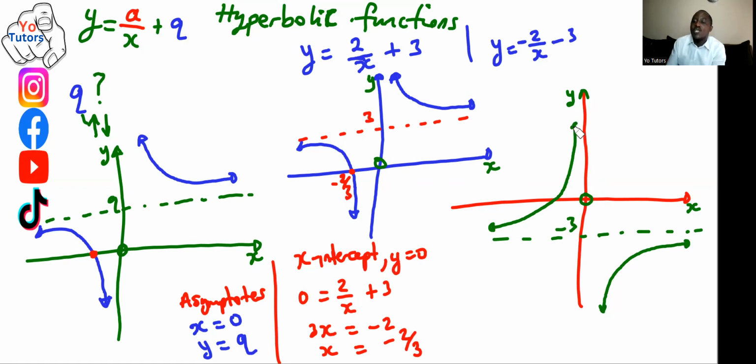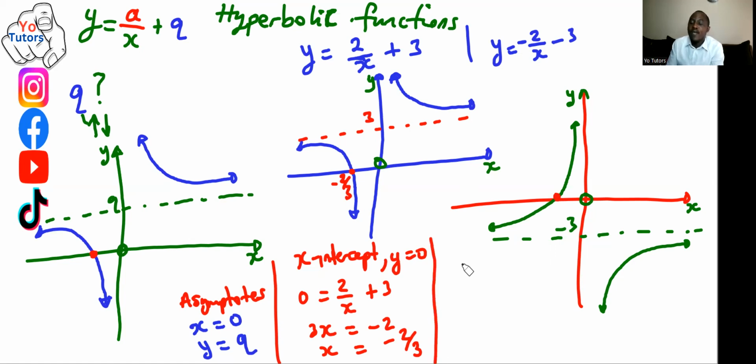So in this case, you will be asked to find the x-intercepts again, because remember, the asymptote now is y equals -3. So here in this case, you'll be asked to find the value of x. Now let's try to find that value of x.